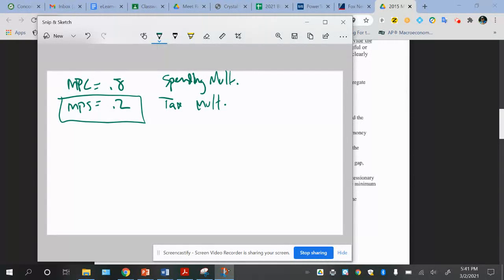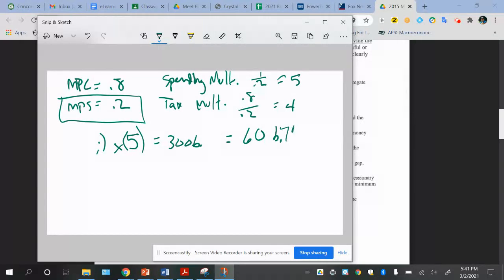Our spending multiplier is going to be 1 divided by the MPS, 0.2. Our tax multiplier is 0.8 divided by 0.2. It's 5 and 4. We're going to come back to those in a second. The first one asks how much of an increase in spending the government has to make. I set up the equation: x times 5 equals 300 billion, and I solve for x. 300 divided by 5 equals $60 billion for the government spending in that case.